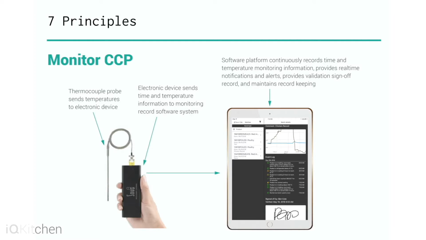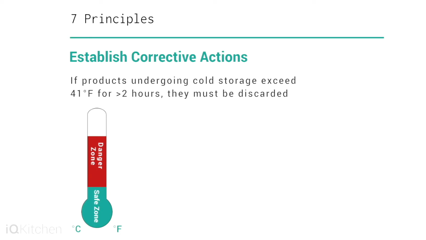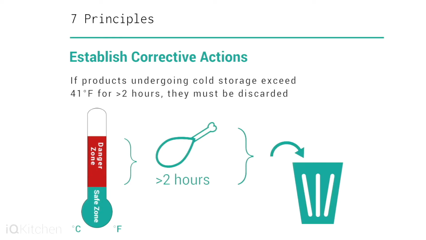Principle 4. Monitor CCPs. The HACCP team will describe monitoring procedures for the measurement of the critical limit at each critical control point. Principle 5. Establish corrective action. Corrective actions are the procedures that are followed when a deviation in a critical limit occurs. Also, an investigation must be conducted to determine what caused the deviation and how to prevent recurrence.